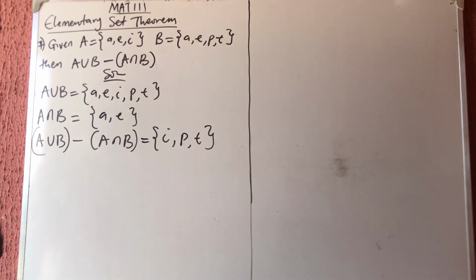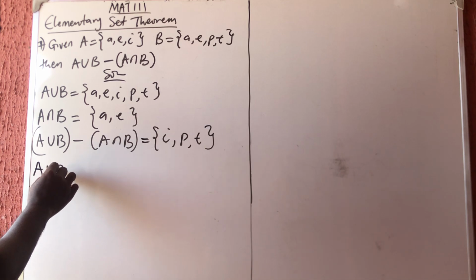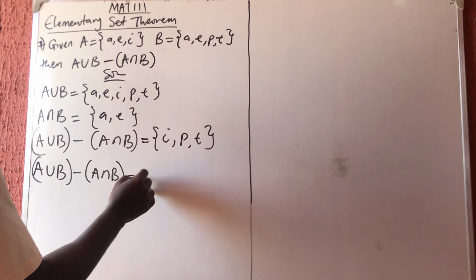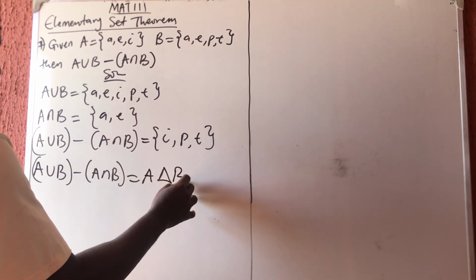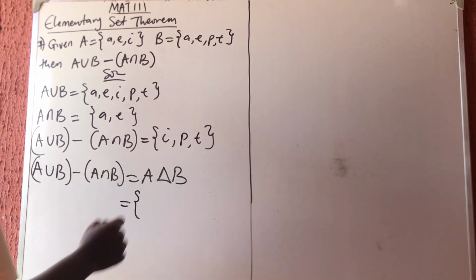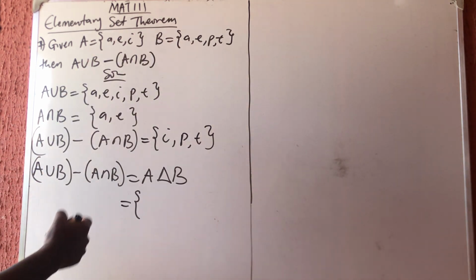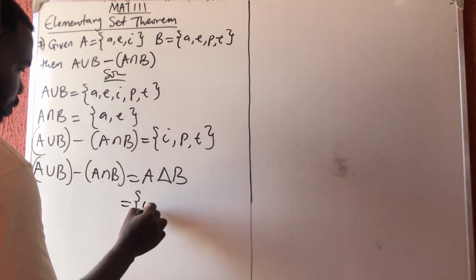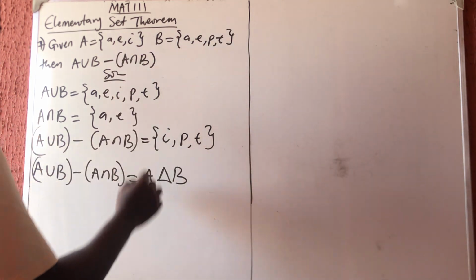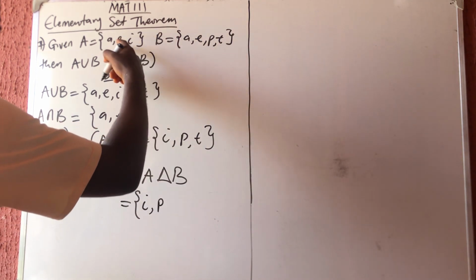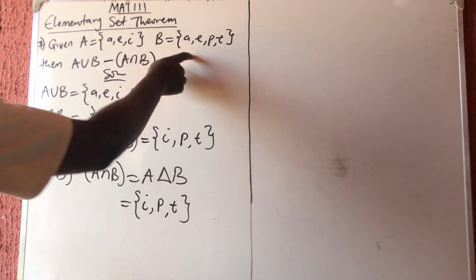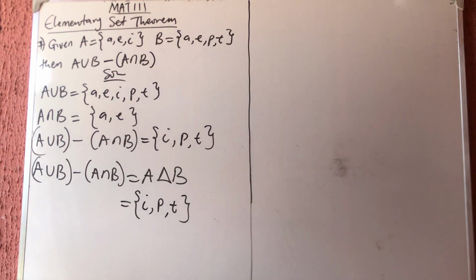Now another way you can get this is by saying that A union B minus A intersection B is the same thing as saying A symmetric B. And what is symmetric? Symmetric simply means the ones they don't have in common, the uncommon elements. So let's check the ones they don't have in common. I is here, I is not here, you pick your I. P is here, P is not here, you pick your P. T is here, T is not here, you pick your T. So this is the shortcut to get your answer. The ones they don't have in common is A symmetric B. As simple as that.